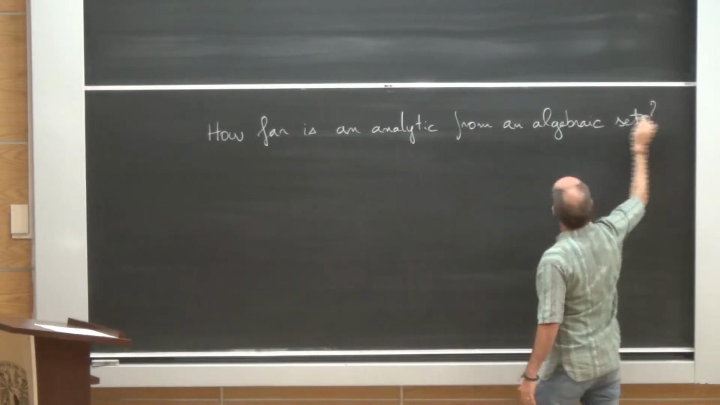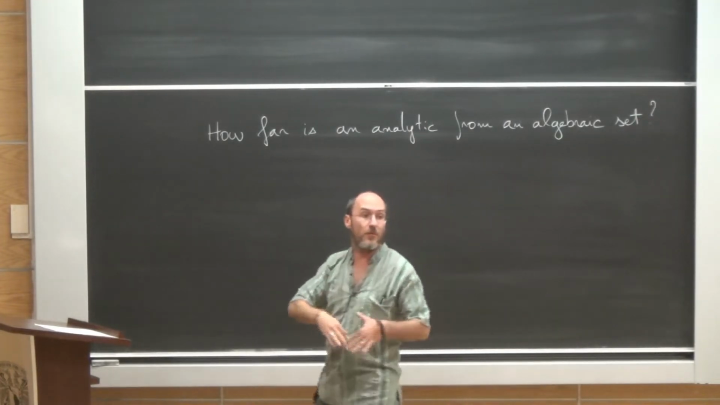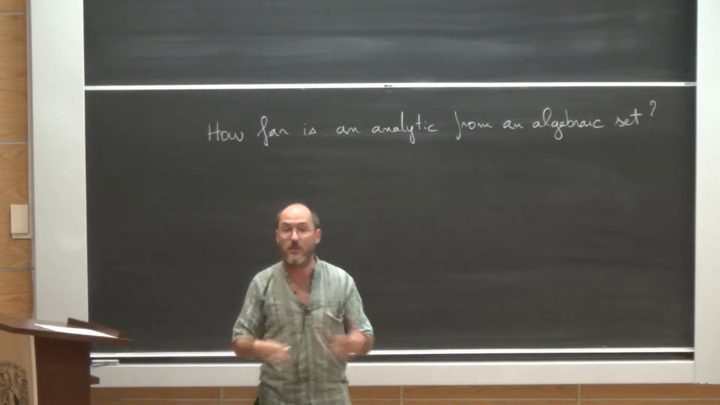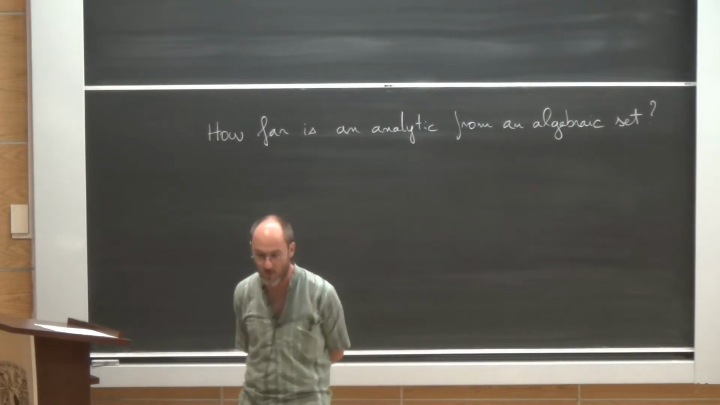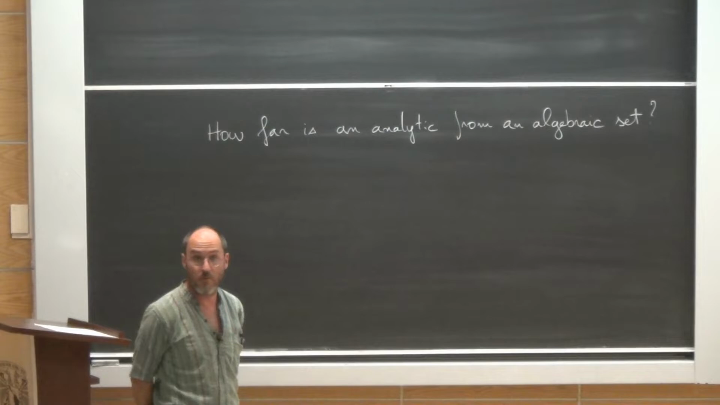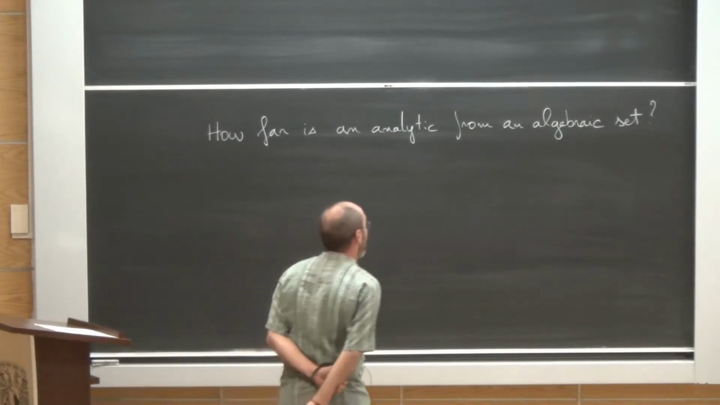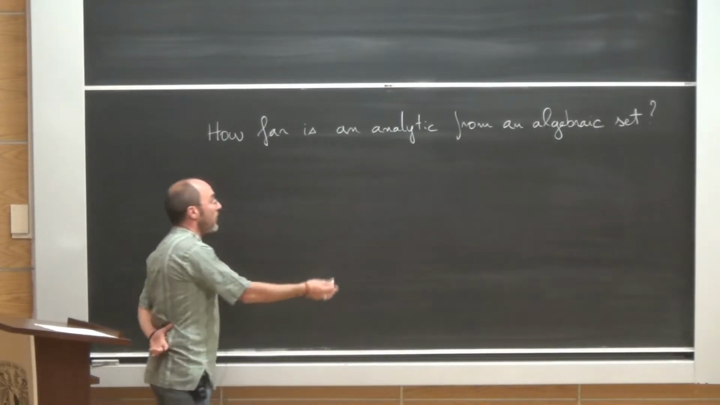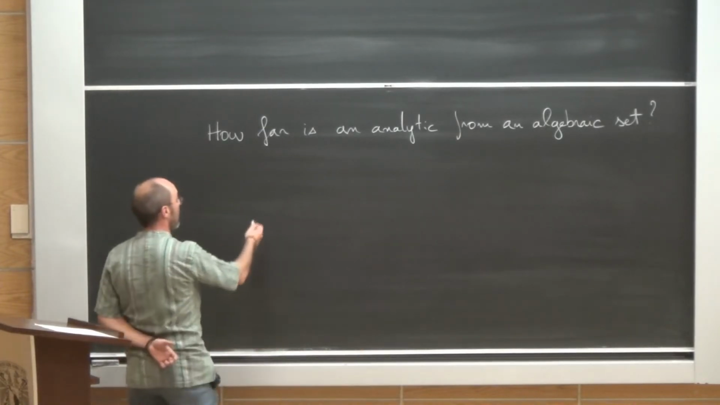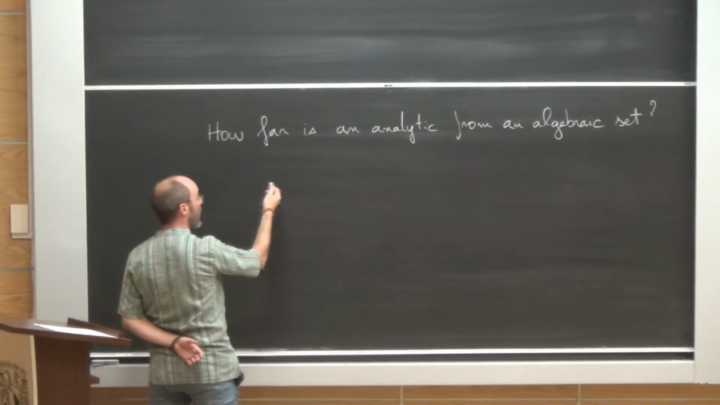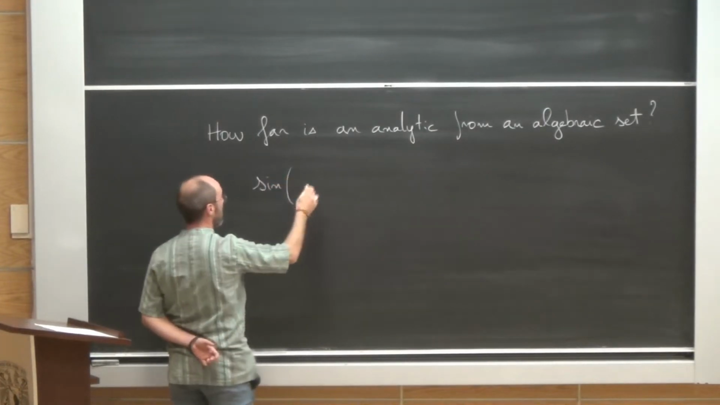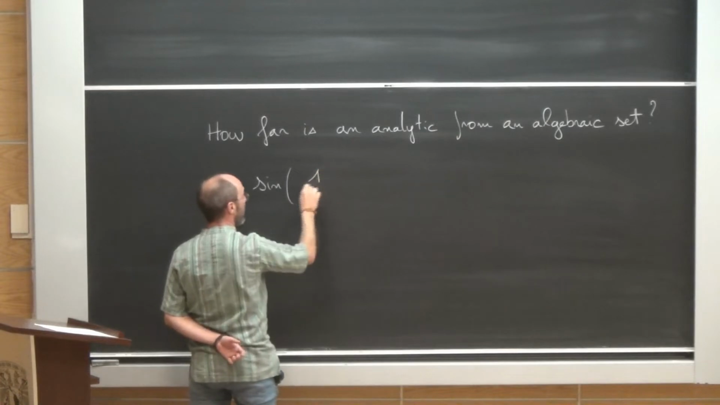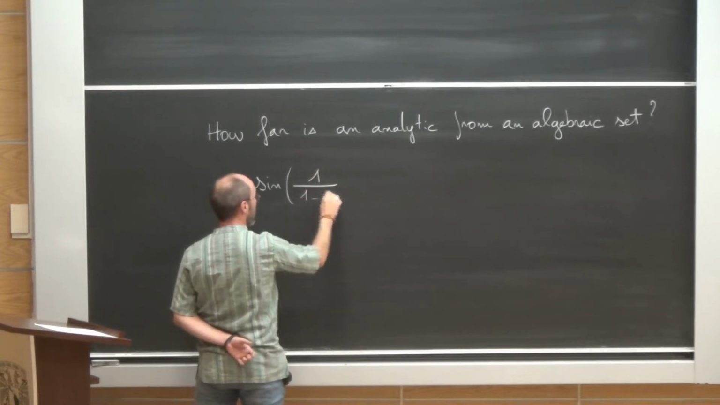An analytic set is a set defined as the zero locus of analytic functions, and an algebraic set is the set defined as the zero locus of polynomial functions in several variables in general. And we can look at basic examples, like you take an analytic function in one variable, like this one. Take sine of 1 over x.